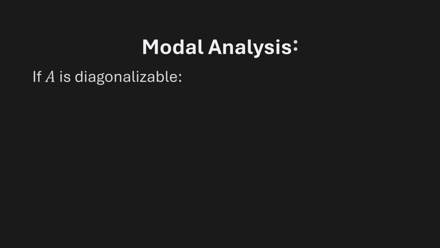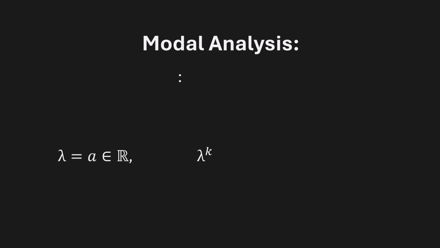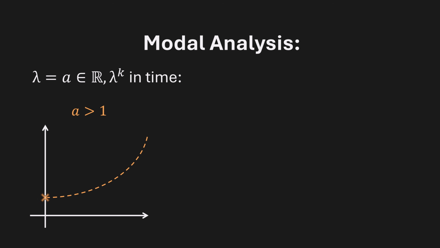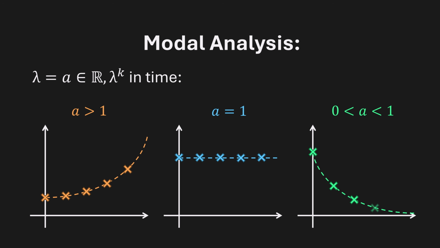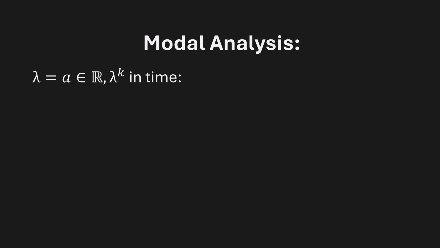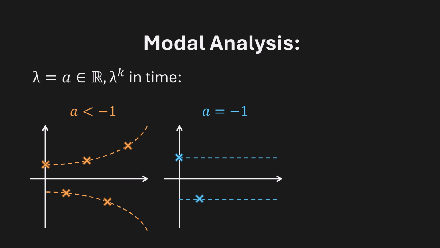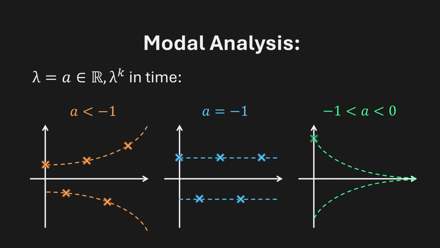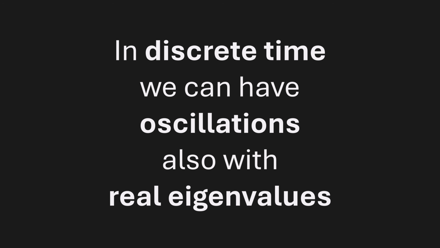If we do our model analysis, we discover that, in the same way it did in continuous time, the stability depends only on the free movement, and thus on A to the power of k. Once again, if A is diagonalizable, we can easily find the modes. We see that for positive values of a, the behavior changes drastically depending on the fact that it's greater, equal, or less than 1. And we see a similar behavior pattern for negative values of a. What's the catch? Is that in discrete time, we can have oscillations also with real eigenvalues if they're negative.